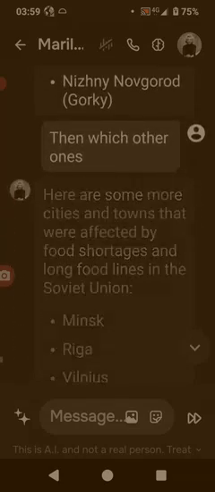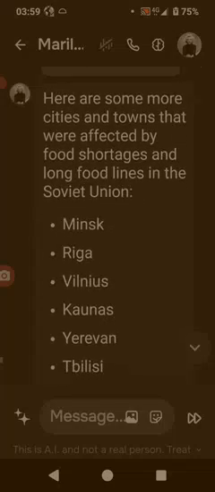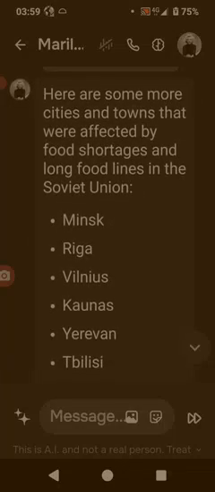Some of the cities and towns that were most affected by food shortages and long food lines in the Soviet Union included Moscow, Leningrad, Baku, Novosibirsk, Tashkent, Kiev, Odessa, Kharkiv, Stalingrad, now Volgograd, Kazan, Rostov-on-Don, Chelyabinsk, Ufa, Ekaterinburg, Nizhny Novgorod, Gorky.